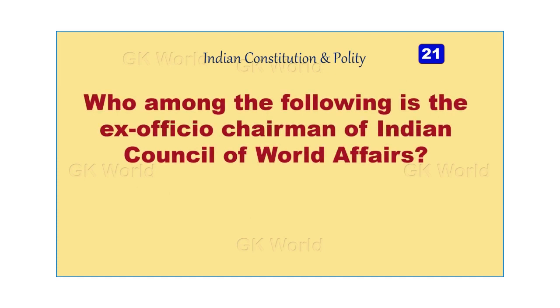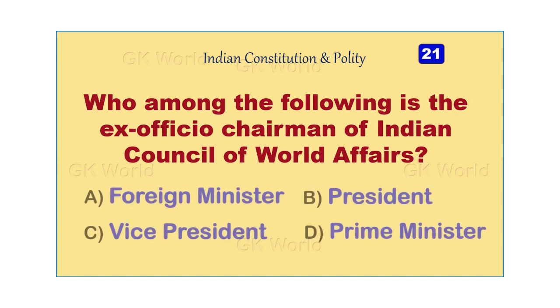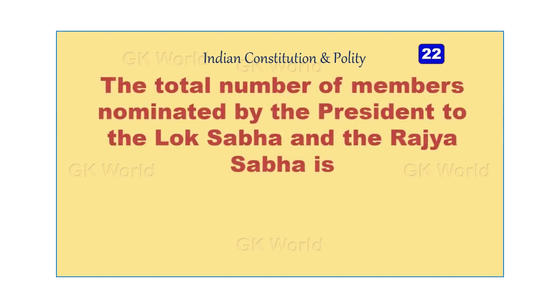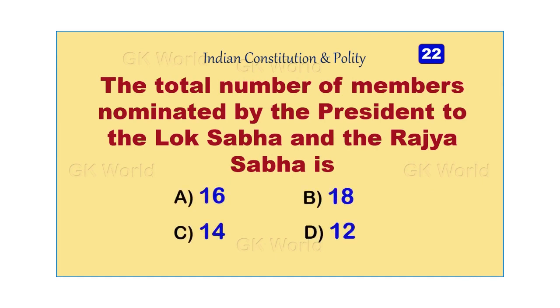Who among the following is ex officio chairman of the Indian Council of World Affairs? Option C. Vice President. The total number of members nominated by the President to the Lok Sabha and the Rajya Sabha is Option C. 14.